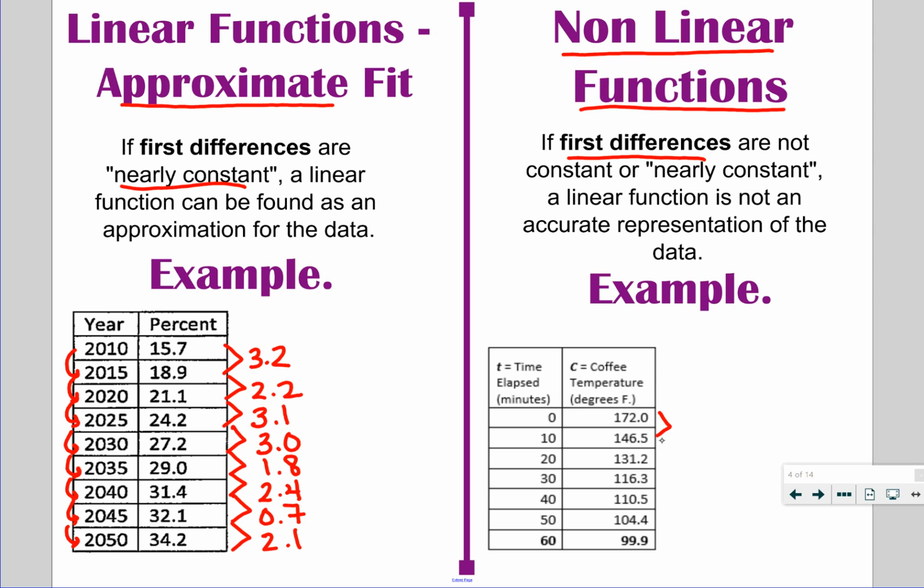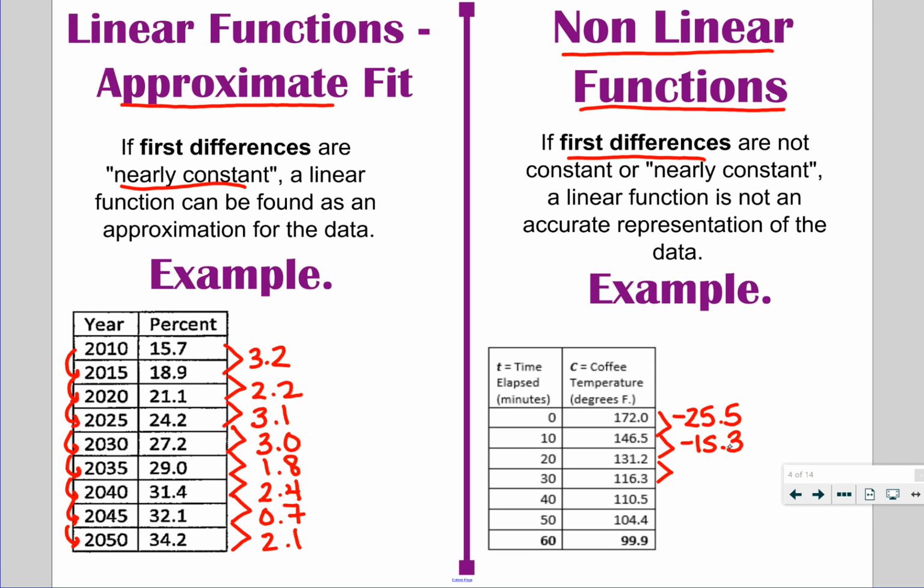So let's look at some of these here. Again, we'll look at those first differences. And notice here my time, my inputs, they're all going up by 10. So again, I have uniform inputs. I'm going to start with 146.5 minus 172. That gives me negative 25.5. 131.2 minus 146.5 gives me negative 15.3.